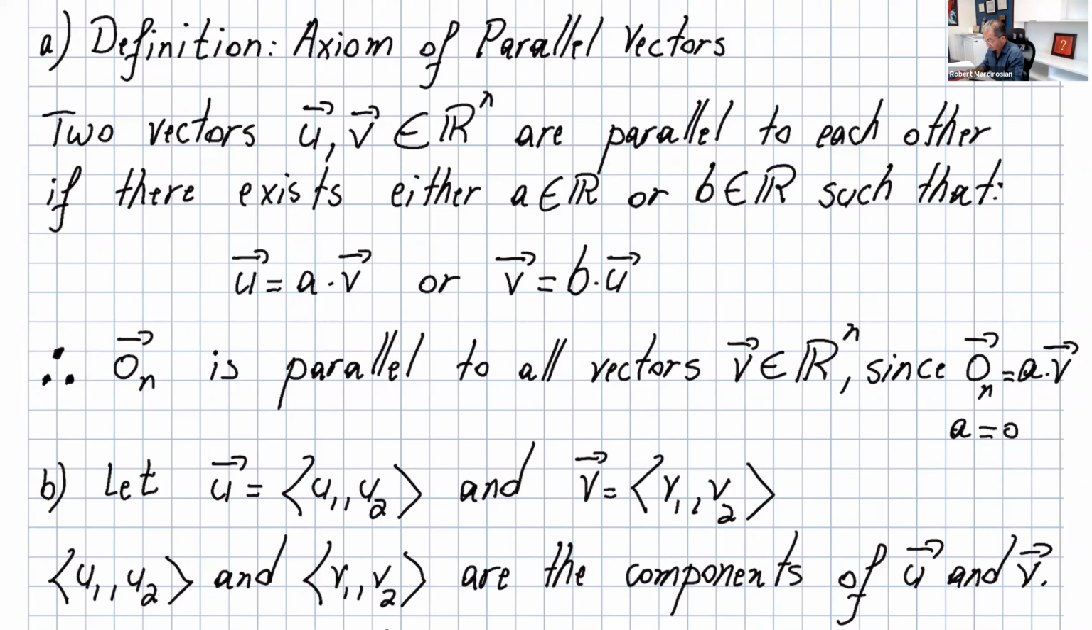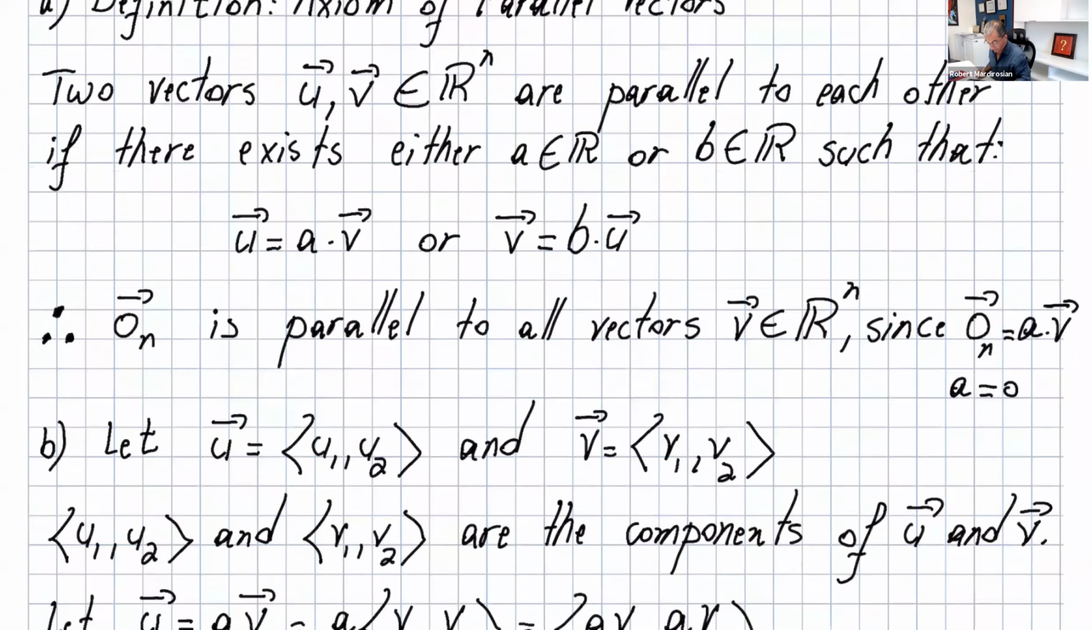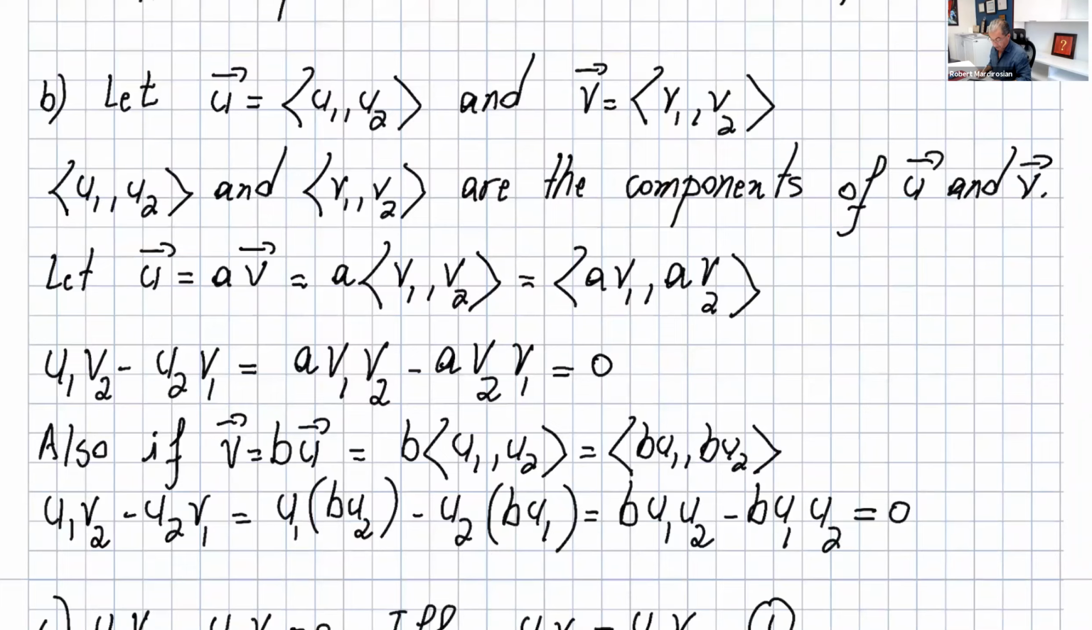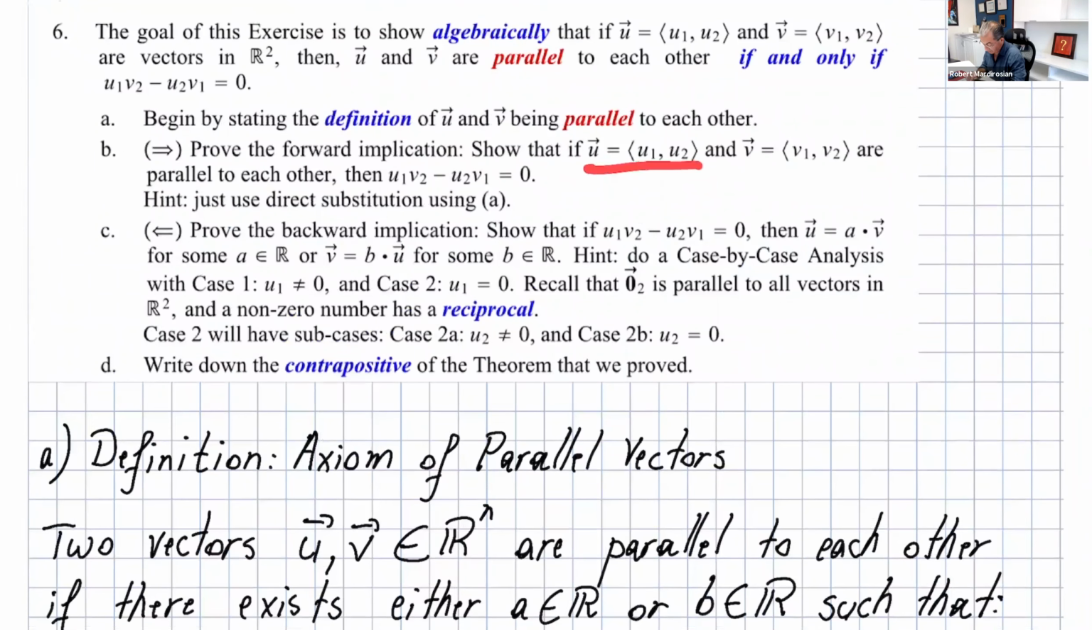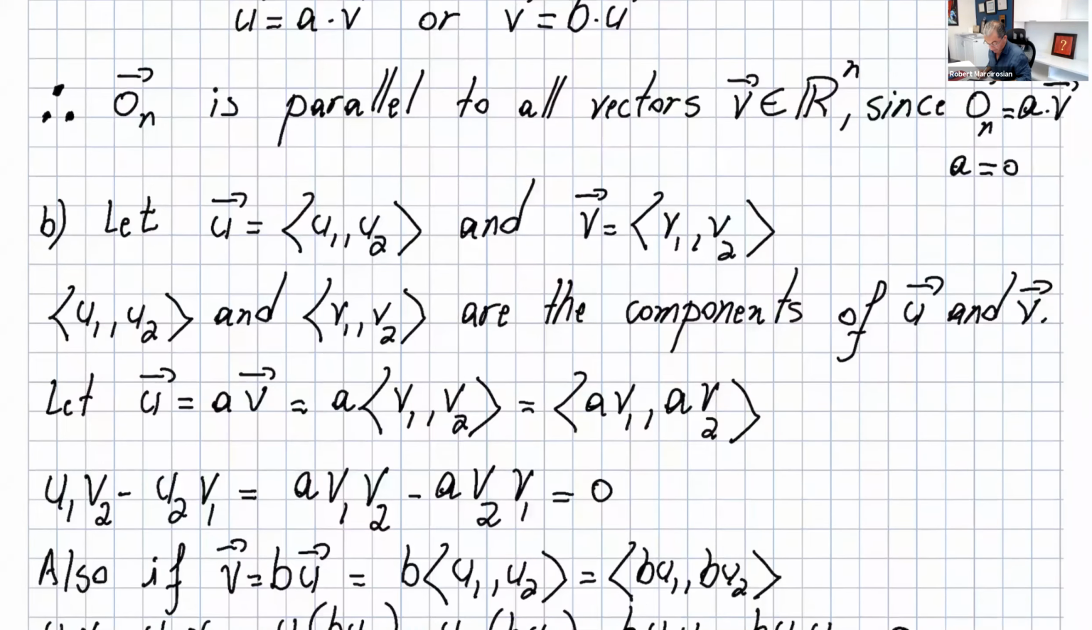Since I can write the zero vector equals A times V, and if V is not zero, then we know A has to be equal to 0. Now part B of the problem, it says we want to prove this by using the components. So we want to see if that works. So let's go ahead and do that.